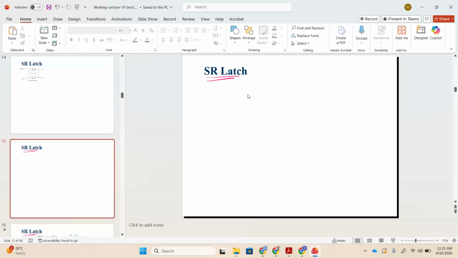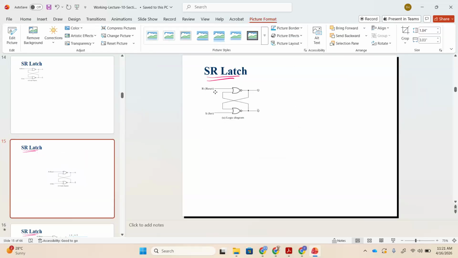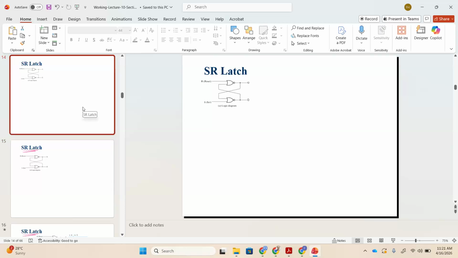Okay. Now this is an SR latch. If you look at the block diagram of this SR latch, it will look like this. What are the inputs? Can anyone tell me what the inputs to the SR latch are? R and S. What are the outputs? Q and Q bar. Got it or not got it?